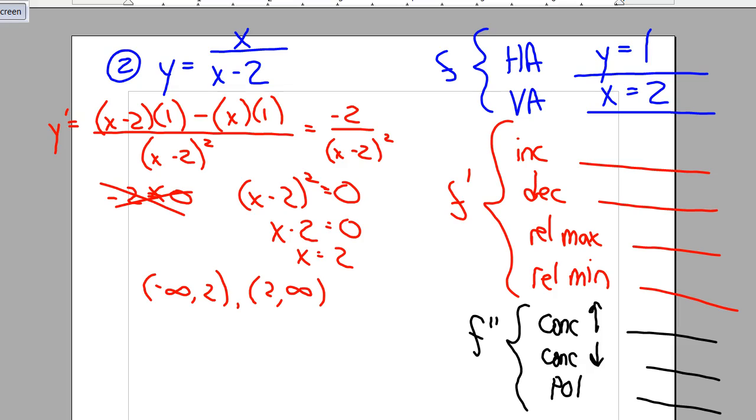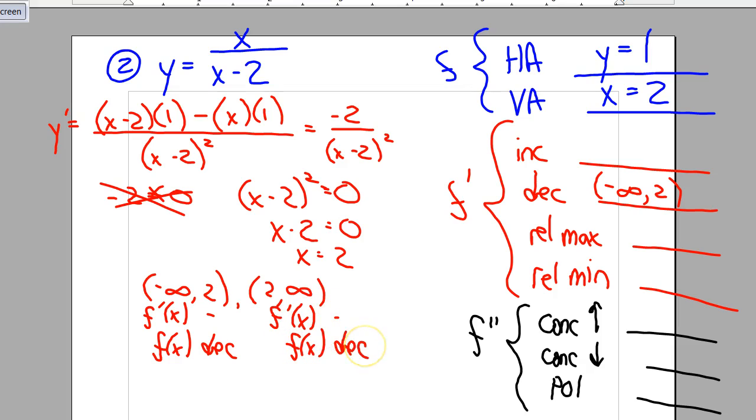If I plug 0 into my derivative, I get a negative number on top. Bottom's always positive because it's squared. So this tells me that the derivative is negative, which means f of x is decreasing. So let me fill that in. If I plug in, say 3, still a negative number on top, bottom is still positive. So the derivative is negative, and f of x is decreasing. So it's never increasing. And if it never is increasing, it never switches from one to the other. So there's also not a relative max or relative min.